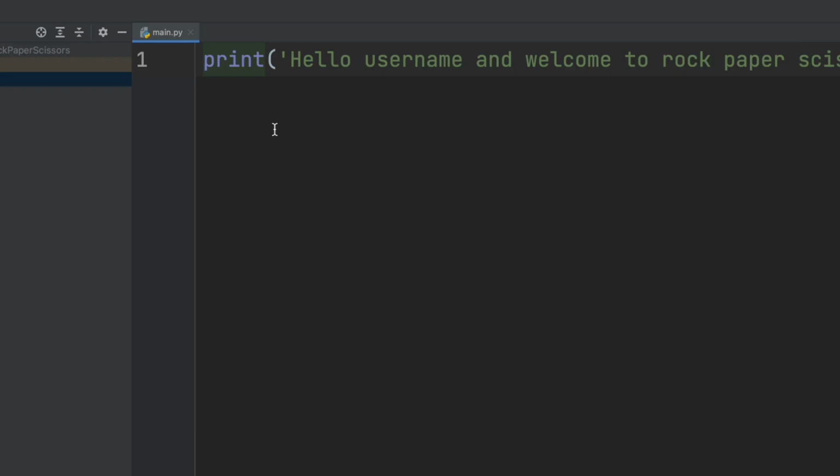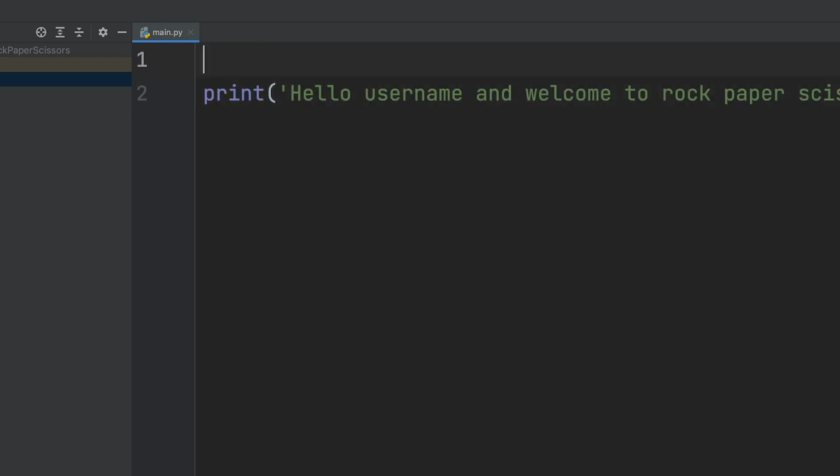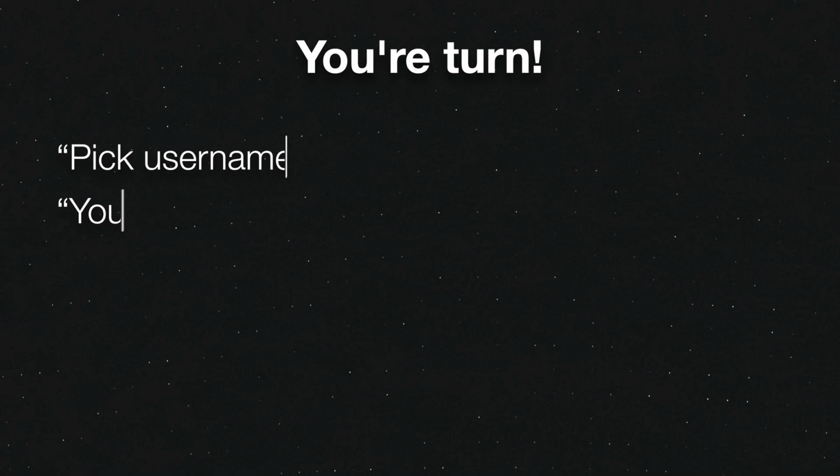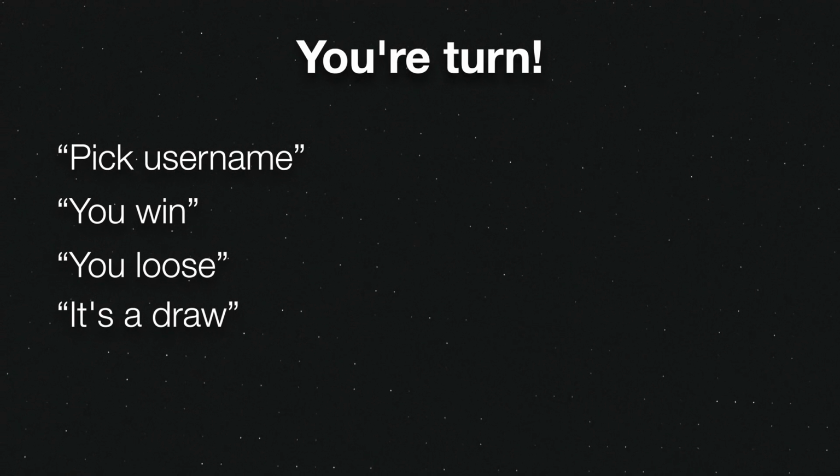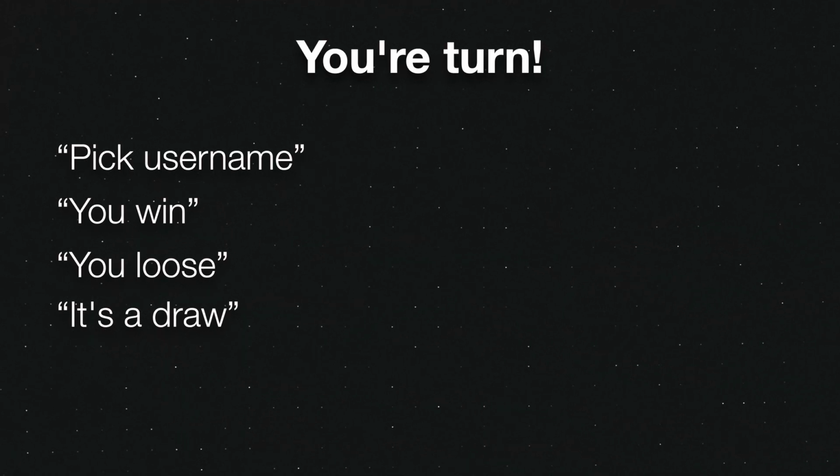Pro tip, add comments above each section of code where necessary to keep the code organized. These comments should be simple but also explain what the code below does. In this case, it will be welcome message. Now I want you to add these four messages and find fitting comments for each where necessary.